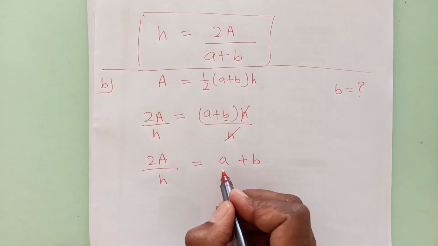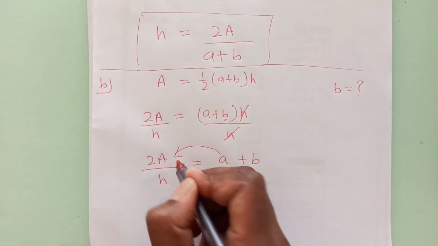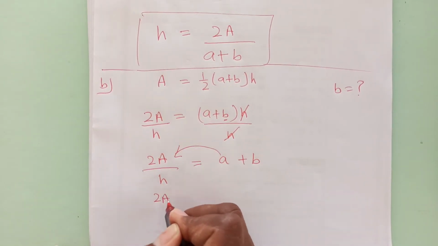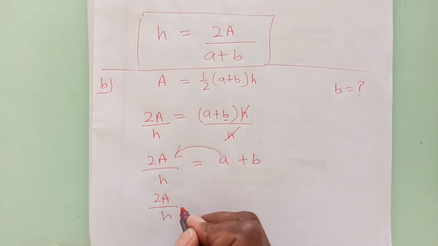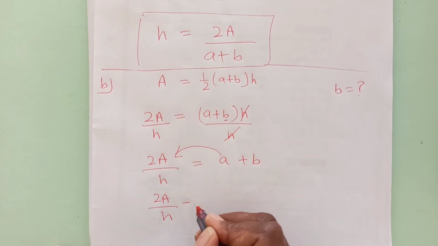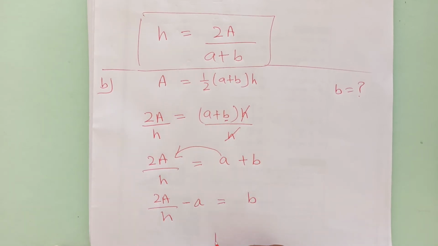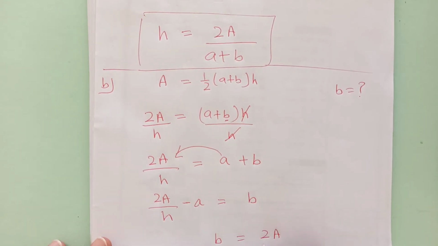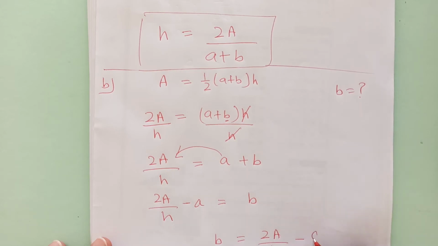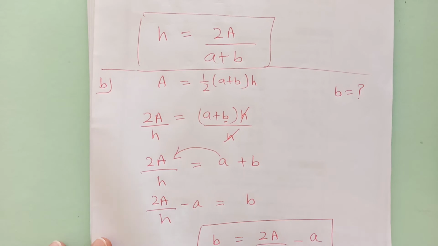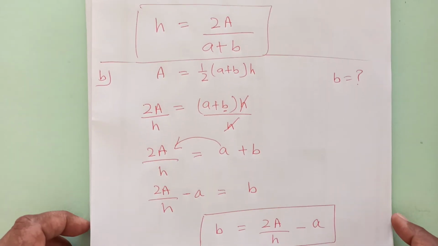So now this A is extra, so move this to the other side. So this is 2A over H, as this is positive, so it is minus A equals B. So B is 2A over H minus A, small a. So that's it.